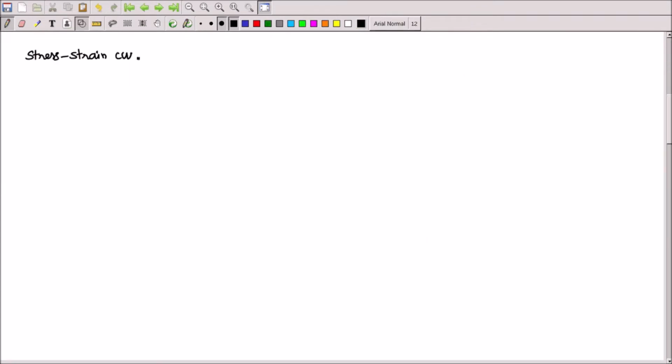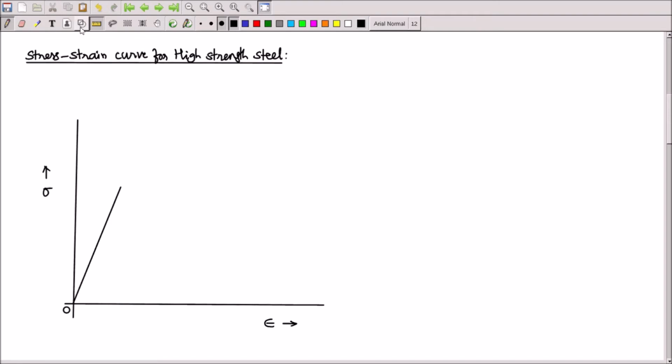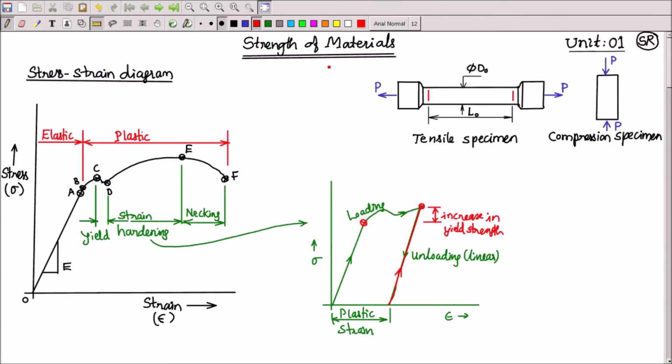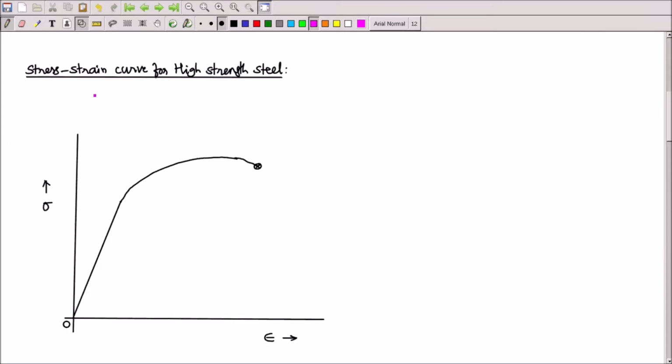Stress strain curve for high strength steel. The initial part will be a straight line like this, and beyond a certain point it continues, but slowly it curves like this and it fails somewhere here. If you observe this kind of plot, you will not be able to differentiate the yield point. In the previous case, if I draw a dotted line here, this is called the yield stress sigma y, the yield stress of the material. But here, in the case of high strength steel, you will not see such a point. You will not be able to define the yield stress at a clear cut point.